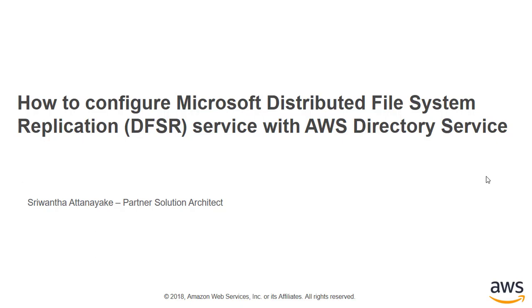Hello everyone. In this session, we are going to learn how to configure Microsoft Distributed File System Replication Service, commonly known as DFSR, with AWS Directory Service. AWS Directory Service offers several directory offerings, and one of them is Microsoft Active Directory. The Microsoft Active Directory that you get with AWS Directory Service is a managed version of Microsoft Active Directory, so AWS takes care of patching and maintenance.